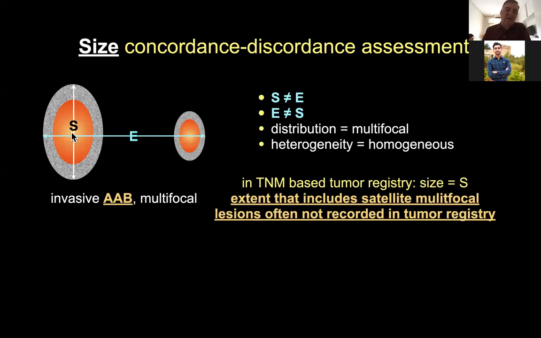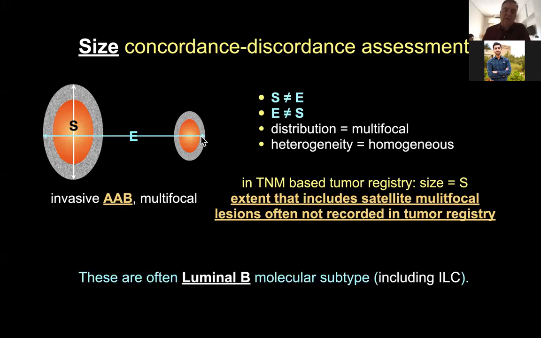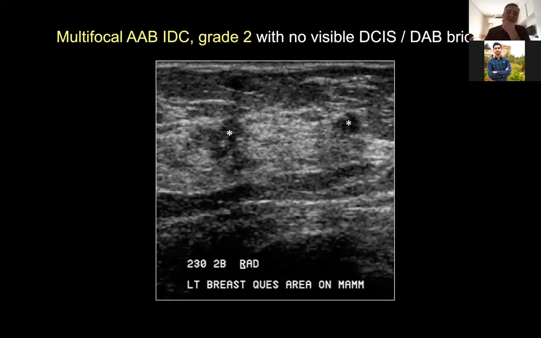Some people measure inside to inside. I don't think that's correct. Some people measure middle to middle. I don't think that's the best way to measure it. In terms of guiding your surgeon, I think outside to outside is the best way to measure these multifocal lesions in terms of extent. So in real life, index lesion on the left, satellite lesion on the right.